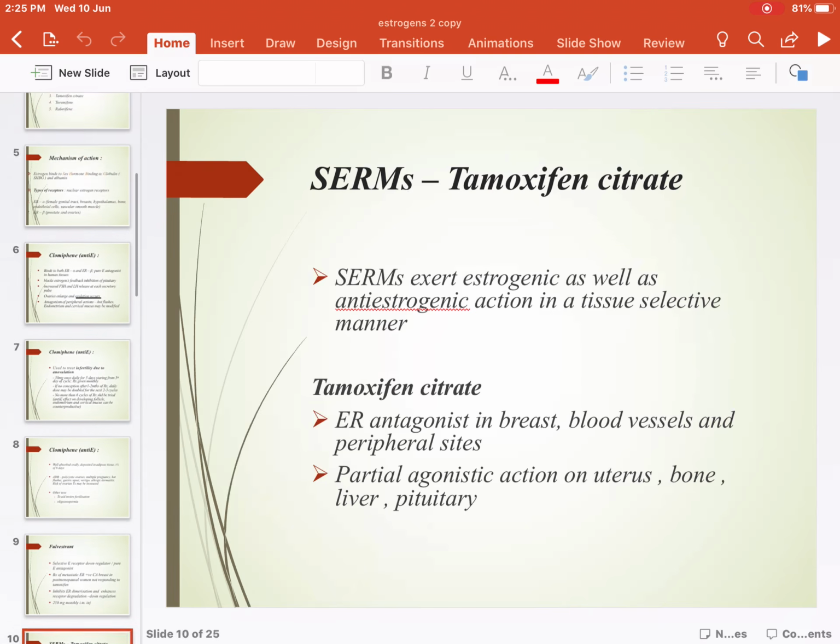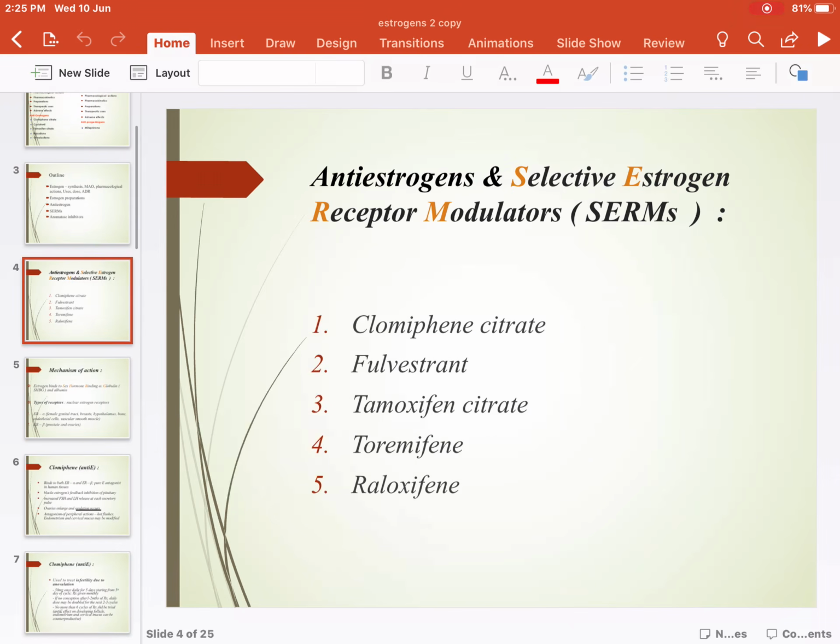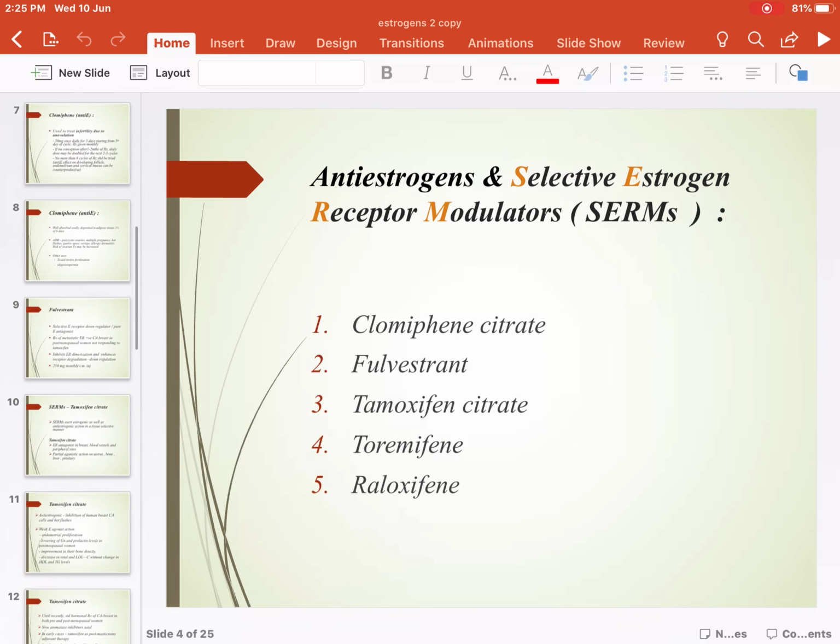Coming to the next group, we just learned about two drugs, that is clomiphene citrate and fulvestrant. Coming to the next drugs, that is tamoxifen, raloxifene, toremifene. We'll just look into these.